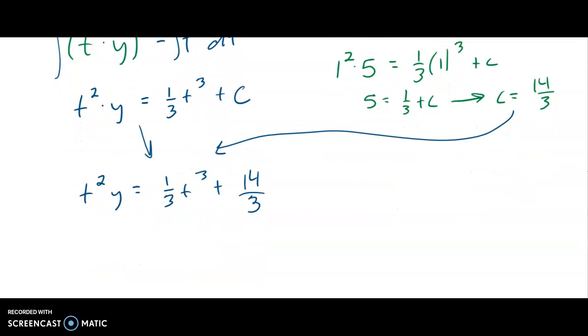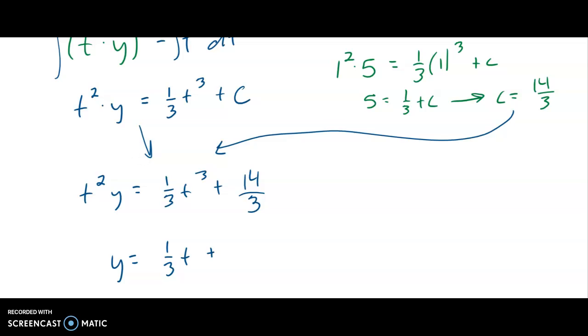So the final step is to solve for y, to have a y equals form, because that's typically what we're looking for. What is y given a particular time? Couldn't do that in the last question, but we can in this one, so we do it. So all I do is divide by t squared. If I do that, I get y equals, divide the first term by t squared, I just get 1/3 t, because t squared into t cubed gives me t.